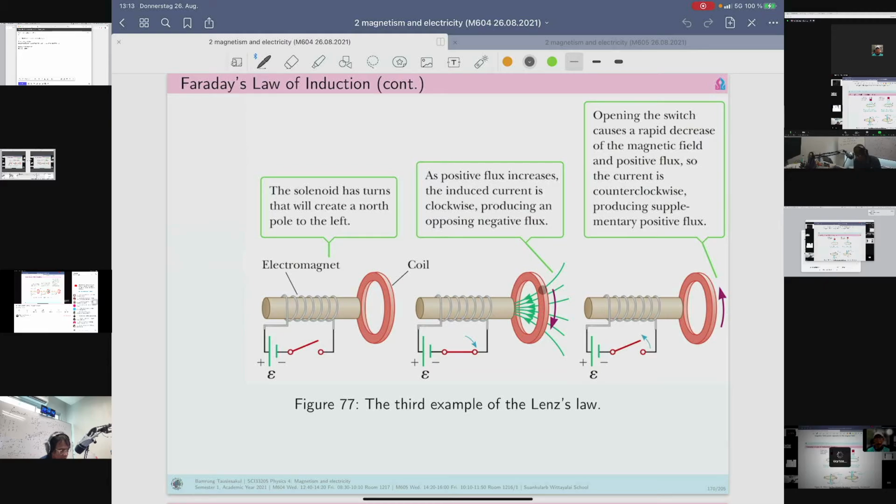Now we will solve an example regarding Lenz's law and so on.